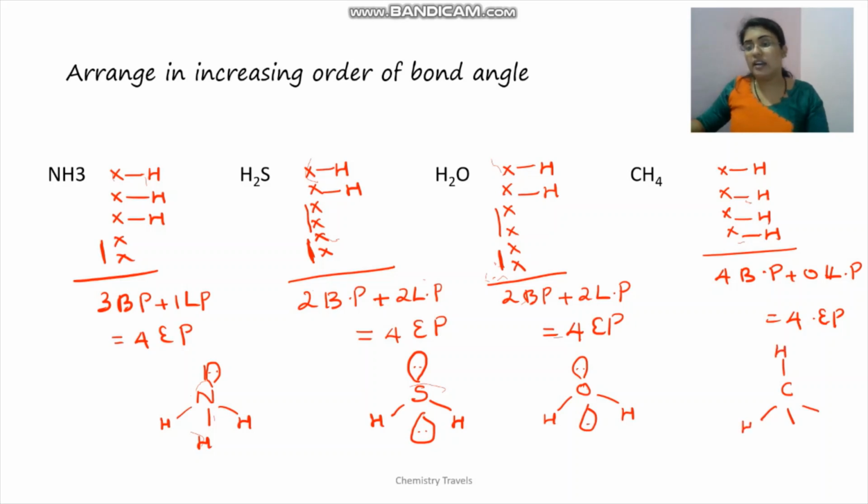Hydrogen, hydrogen, hydrogen and hydrogen. So these are the geometries and the shapes of the molecules starting from ammonia to methane. Okay. Now let's look at their bond angles.